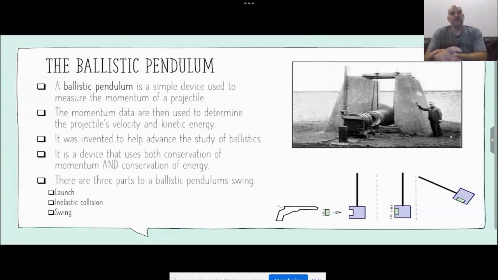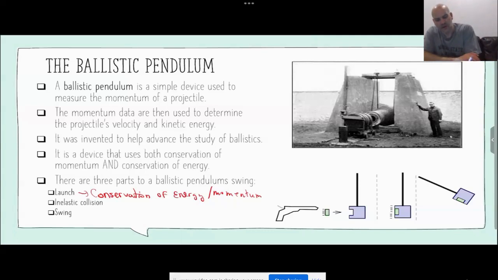And the way we look at it is there's three parts to the swing of a ballistic pendulum. The first part is the launch. And the launch generally uses conservation of energy. There are parts of momentum here as well, because the way you think about it is the motion before it's striking the block, we do a little bit of momentum analysis.